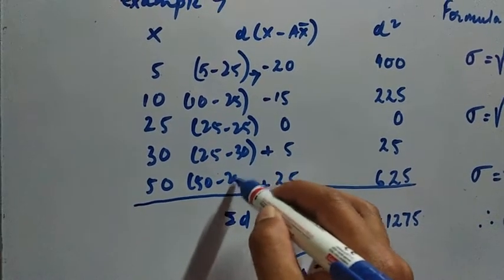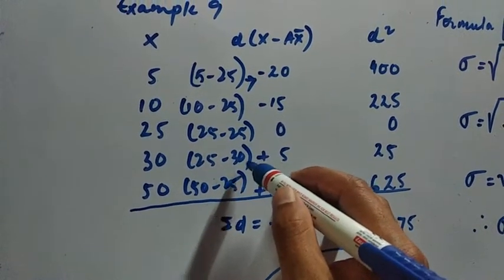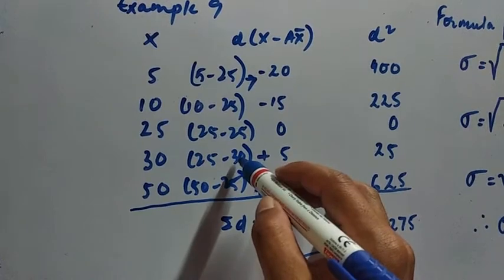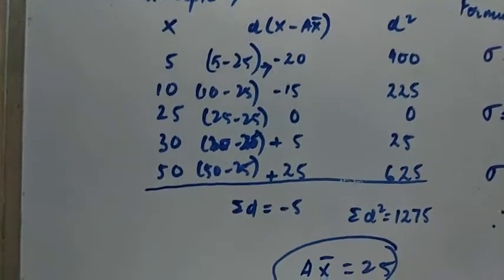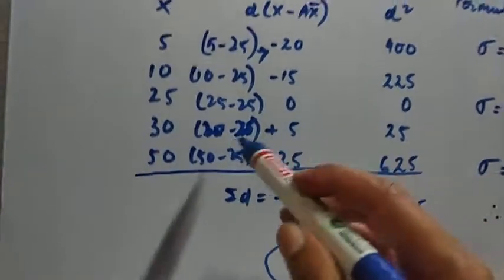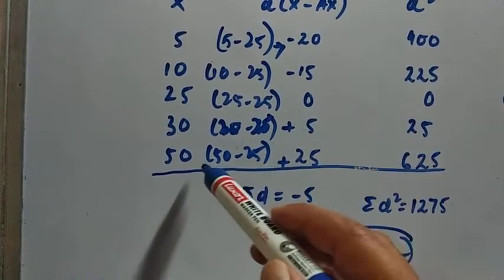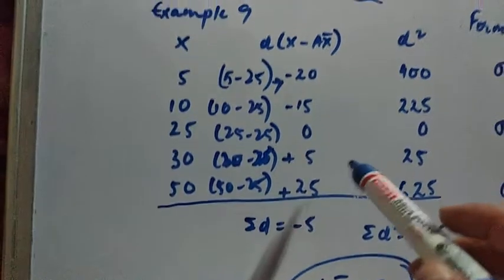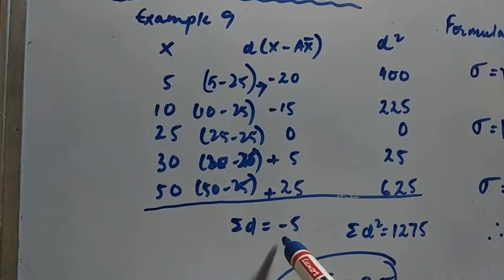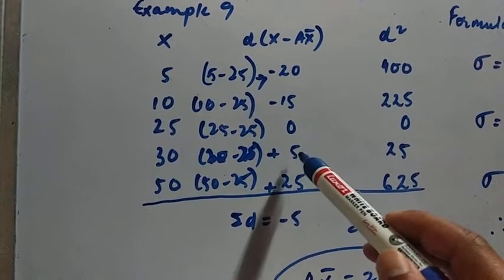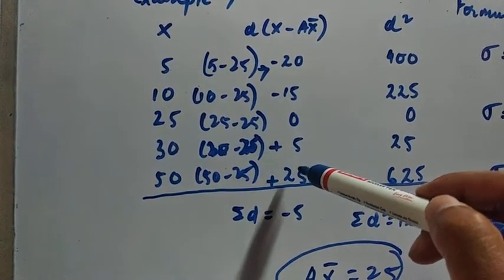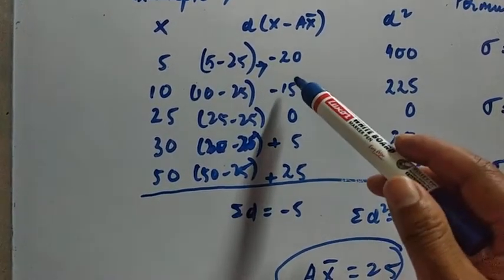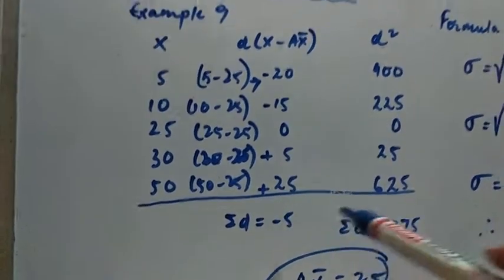30 minus 25 is plus 5, and then 50 minus 25 is plus 25. So summation d would be minus 5. So minus 5 is summation d.